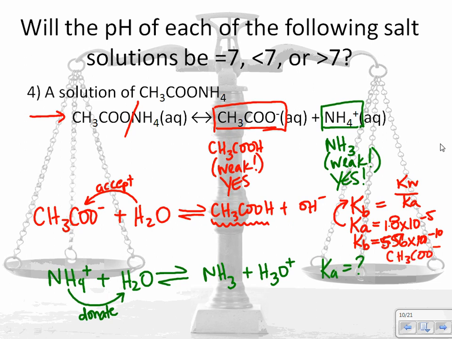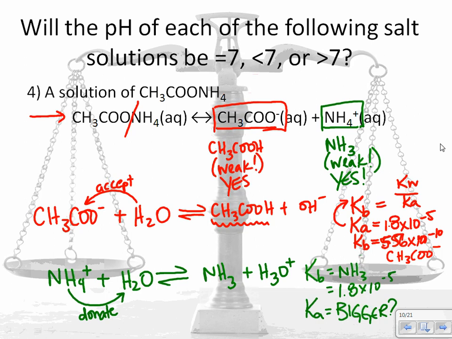This is my Kb for CH3COO-. So now, I'm going to do the exact same thing on the bottom in green, and I'm going to calculate the Ka of my ammonium. Well, I don't have Ka in the back of the textbook, but I do have Kb for NH3, and it's 1.8 times 10 to the negative 5. So when I calculate Ka, if this number is bigger, then my solution is acidic.